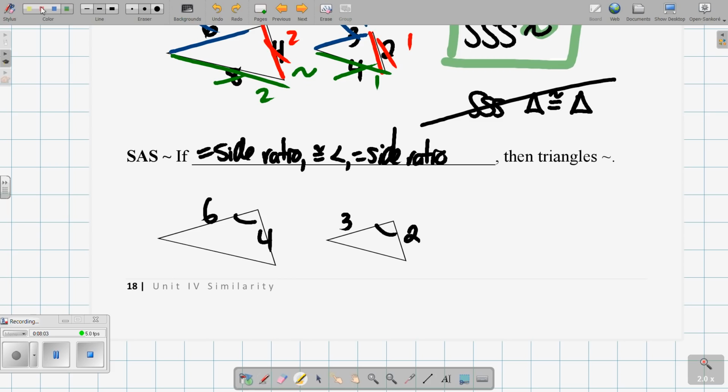This one says if I have a pair of equal side ratios, notice my ratios here are 2 to 1, 2 to 1, and then a squeezed angle in the middle. That's side, angle, side similarity.